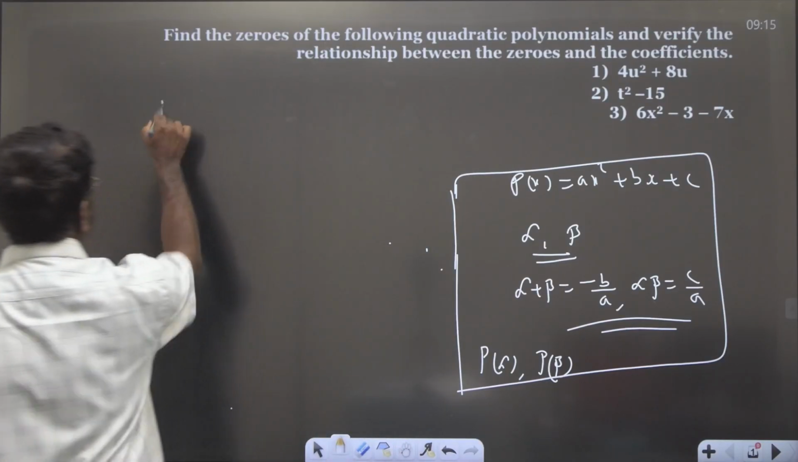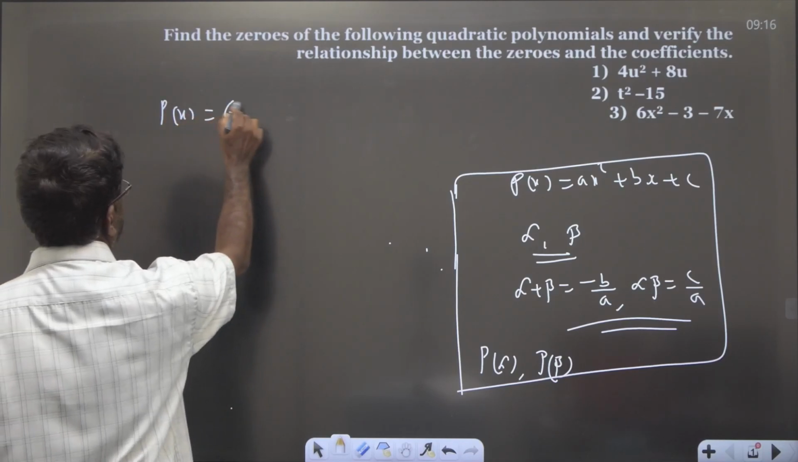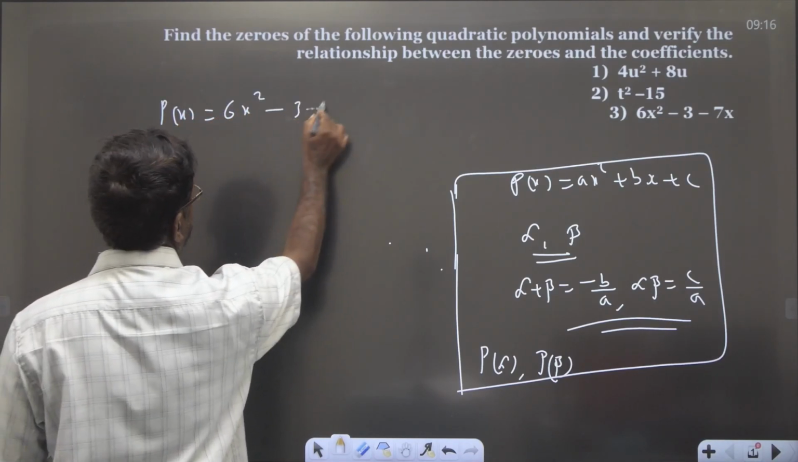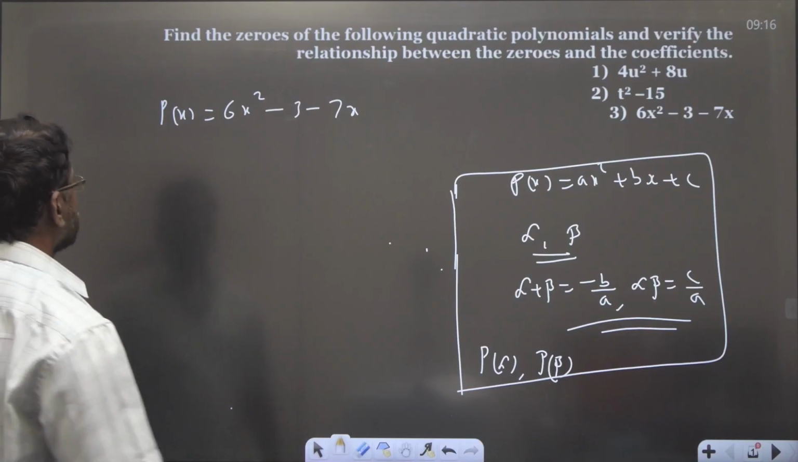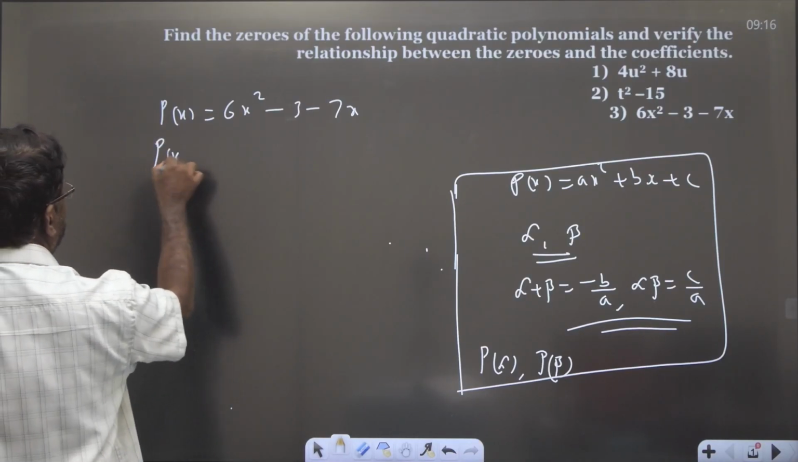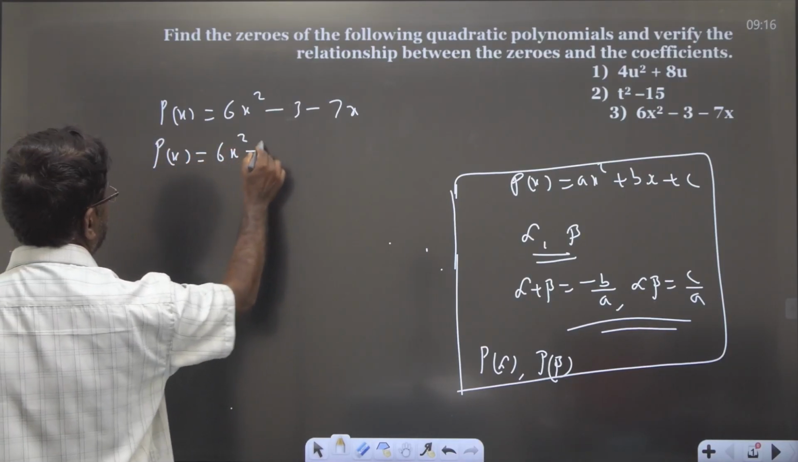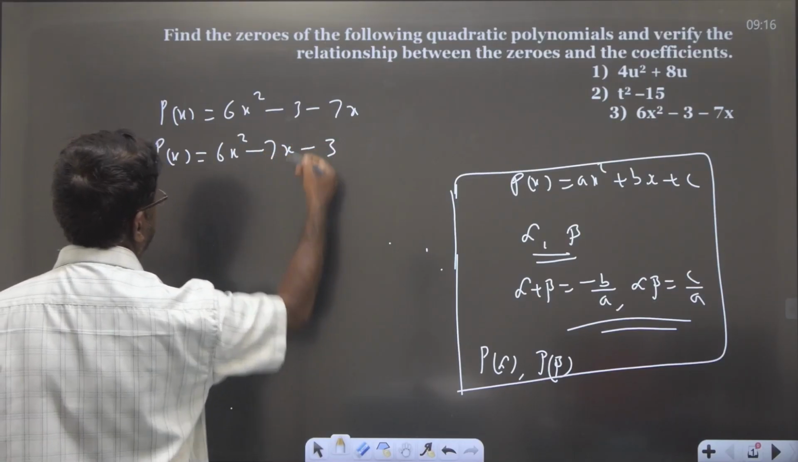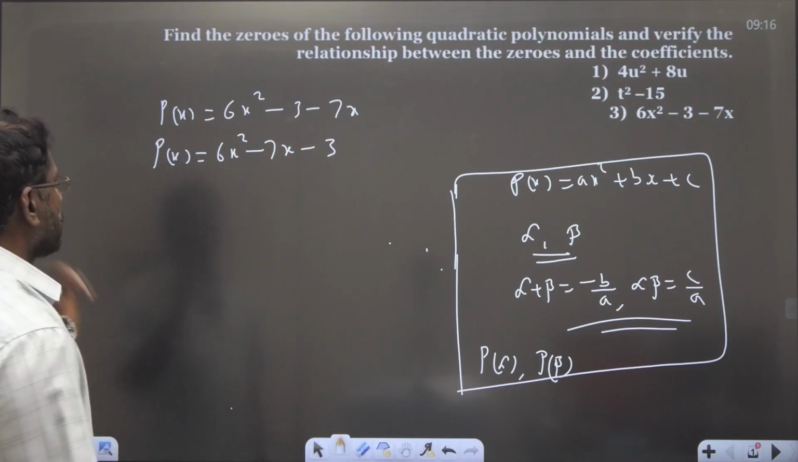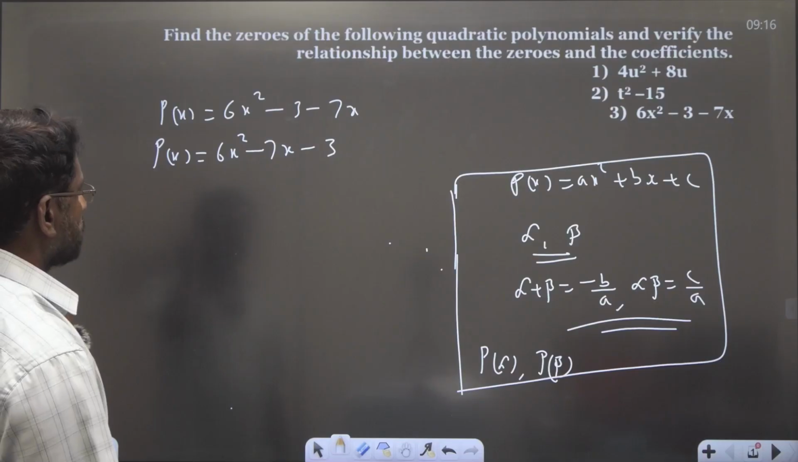P of x is equal to 6x square minus 3 minus 7x. First you rewrite in its standard form. First is second degree, then first degree, then after the constants. 6x square minus 7x minus 3.